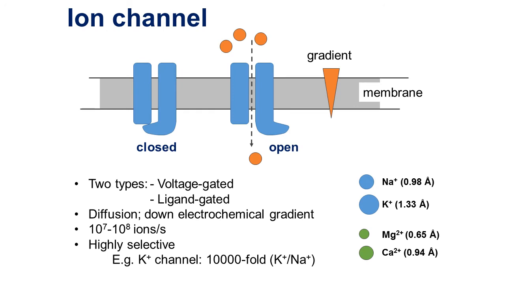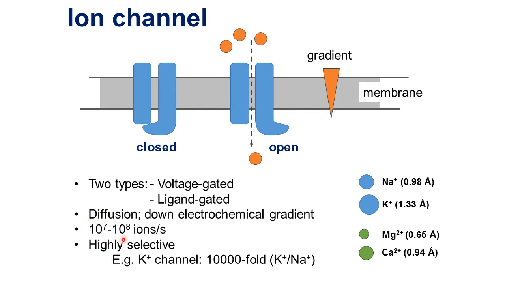Now let's first look at ion channels. So ion channels are conceptually perhaps the easiest to understand. So essentially these are just tunnels through the lipid bilayer, through the membrane, allowing diffusion of ions down the gradient. And this is just by simple diffusion.